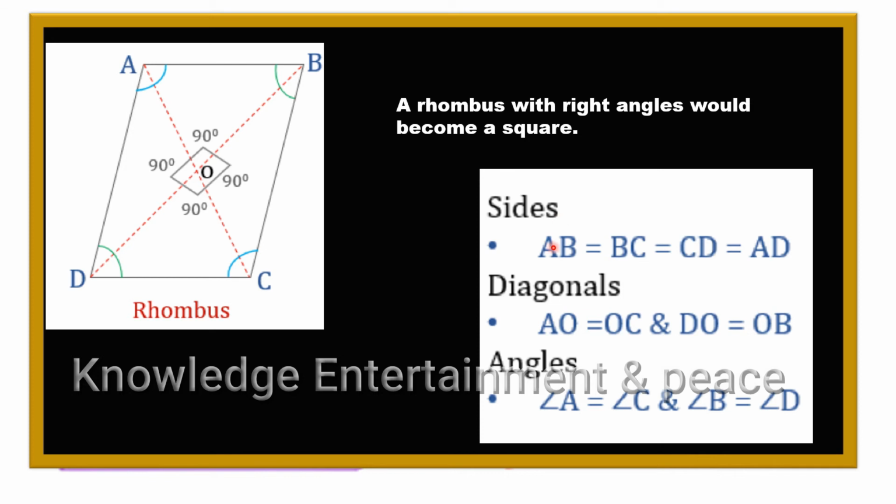Here the sides AB is equal to BC equal to CD equal to AD. Diagonals AO equals OC and DO equals OB. Angles: angle A equals angle C and angle B equals angle D.